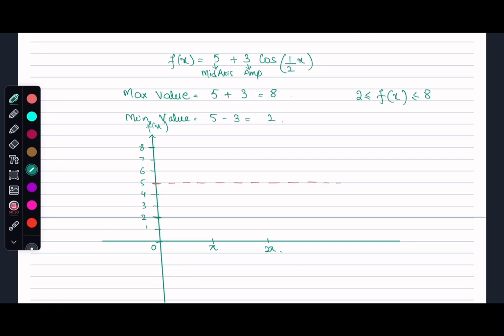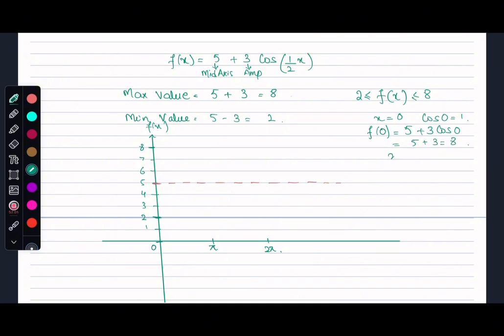So if I start sketching for the x value when x is a 0, we know cos of 0 equals a 1. Therefore, f of 0 then shall be equal to 5 plus 3 cos of 0, and this then shall be equal to 5 plus 3, giving us an 8 here.